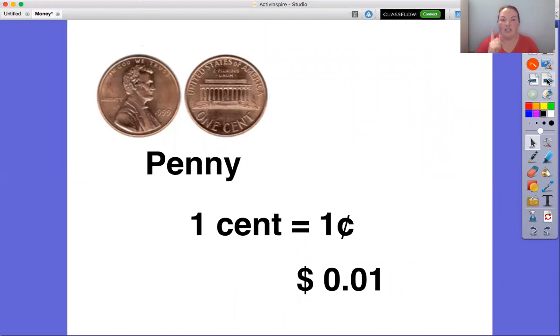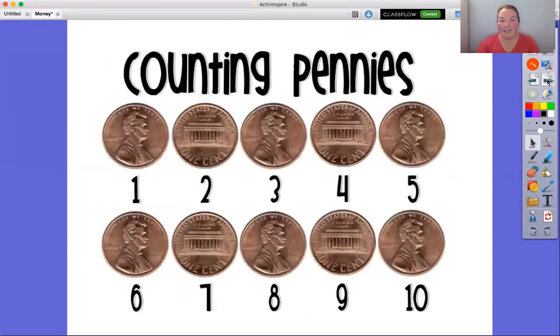Penny is worth just 1. That means when I count my money, if I'm counting pennies, I count by ones. So if I have 10 pennies, how many cents do I have? Let's count. 1, 2, 3, 4, 5, 6, 7, 8, 9, 10. 10 pennies equals 10 cents.